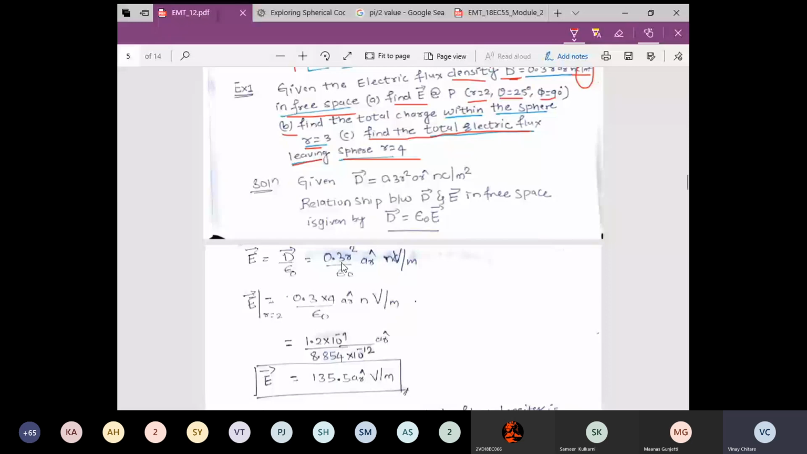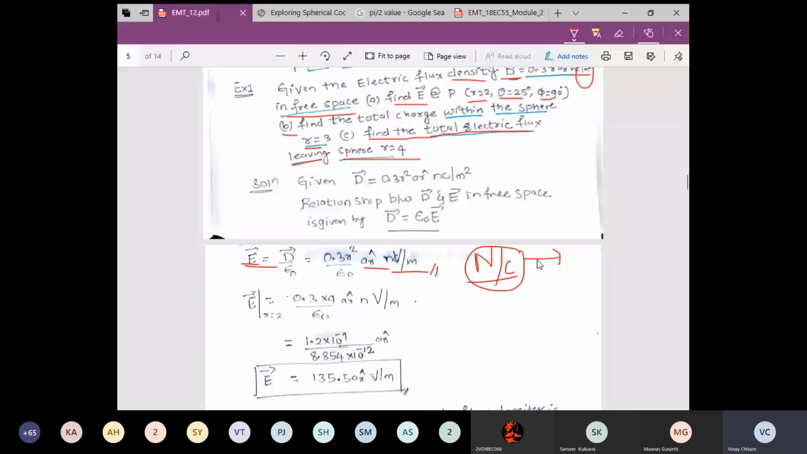That leads to 0.3 r squared over epsilon naught a_r nanovolt per meter, because this is the unit of electric field. We can also write the unit of electric field as newton per coulomb, because it's force per unit test charge. And as we said last time while discussing the electric field, dimensionally it is equivalent to volt per meter.